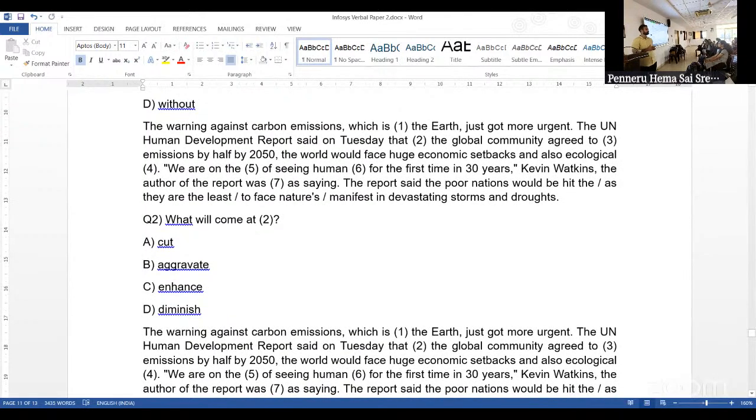Next one, second blank. The UN Human Development Report said on Tuesday that dash global community agreed to dash. So let us fit in the second blank. Why not other options? Diminish means reduce, not destroy.